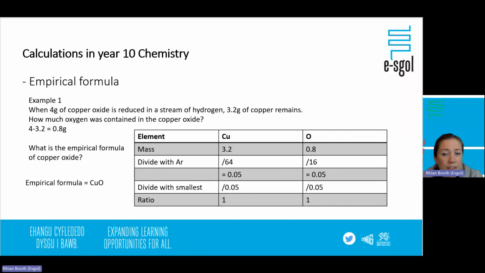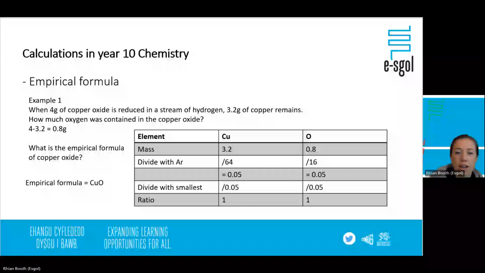Now then, you have the same answer here in both of these cases. However, the next stage would be to divide by the smallest answer. Well, they're both the same. So you're just dividing by the same 0.05 in both instances, okay? And that will give you a ratio of 1 to 1. So if we look at the question again, what is the empirical formula, the simplest formula for copper oxide? Well, it is indeed CuO, because there is one copper and one oxygen. That is the ratio of those elements.